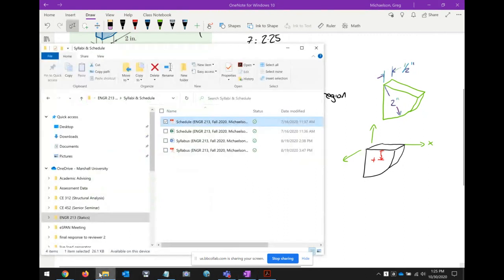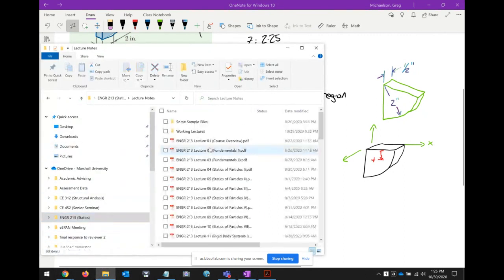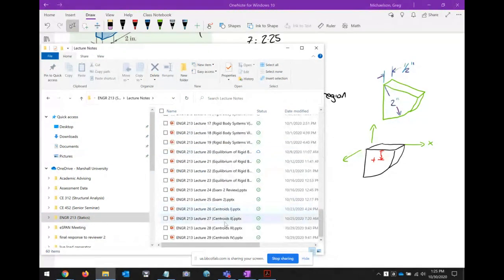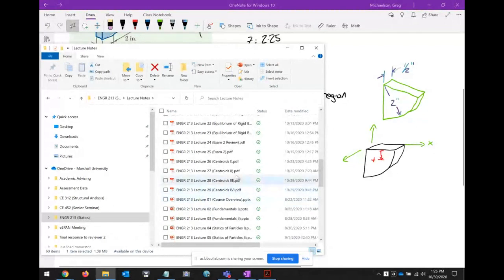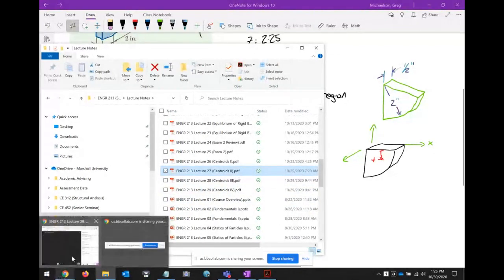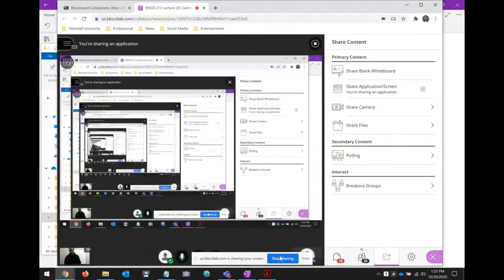While I'm doing that, I want to see if I can pull something up. Anybody got an answer for that? Try that. I'm going to stop the share real quick. Share files. Let's share a little bit of an older set of lecture notes. Let's go to lecture 27 once this uploads, because I want to show you something.